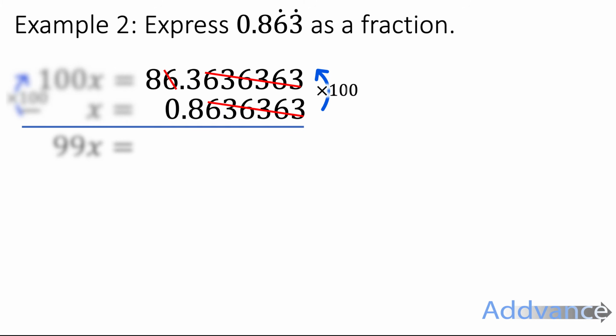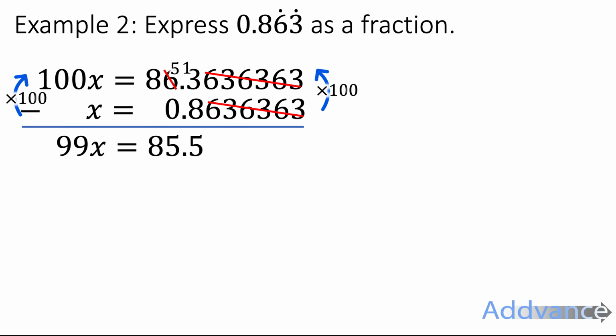3 minus 8 we can't do, so we borrow from the 6. The 6 becomes a 5, and we take a 1. 13 minus 8 is 5. 5 minus 0 is 5. And then we've got 8 minus nothing becomes 85. Okay. So it says 99x equals 85.5.